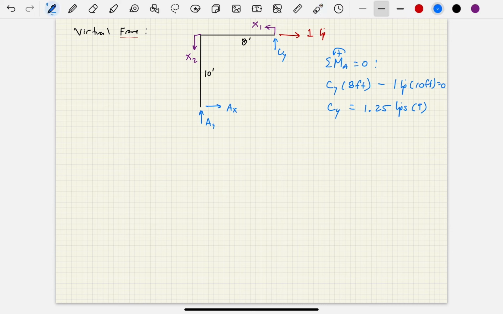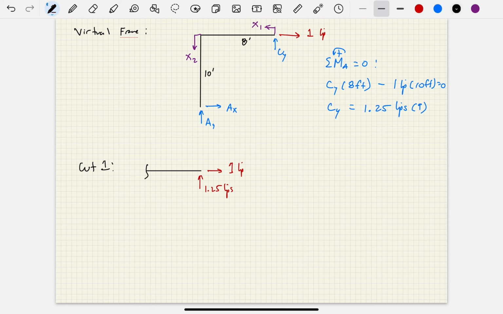Now I can use method of sections to get my little m moment functions. That's what we're doing with the virtual frame. We're going to use method of sections to get our little m moment functions, okay? So first I'm going to say cut 1, all right? And I'm going to go ahead and draw my cut section right here. I've got 1 kip there. That's that virtual load. And then I have this 1.25 kips reacting here. That's the CY.